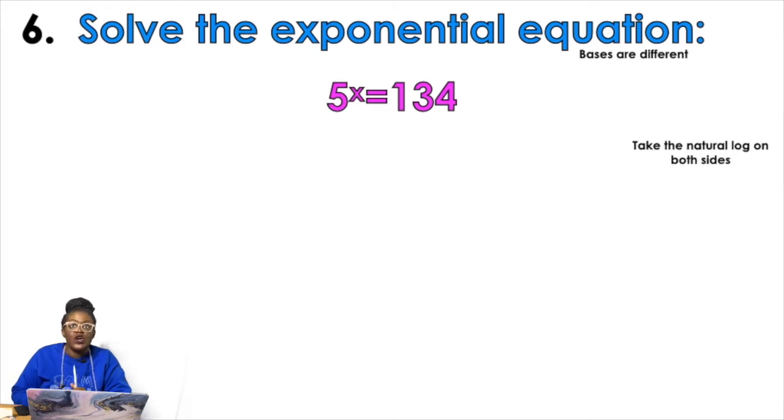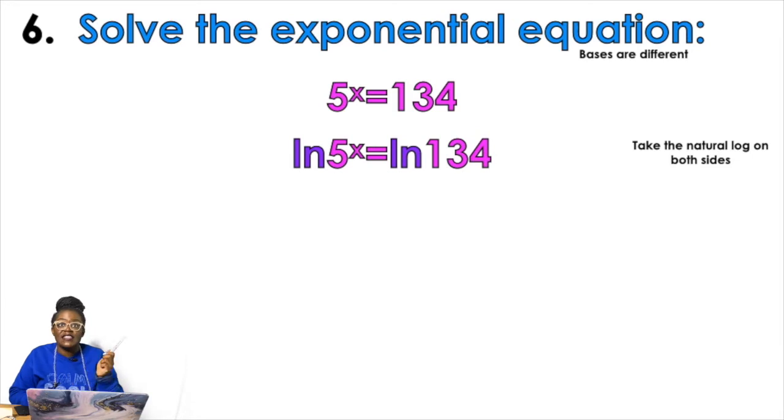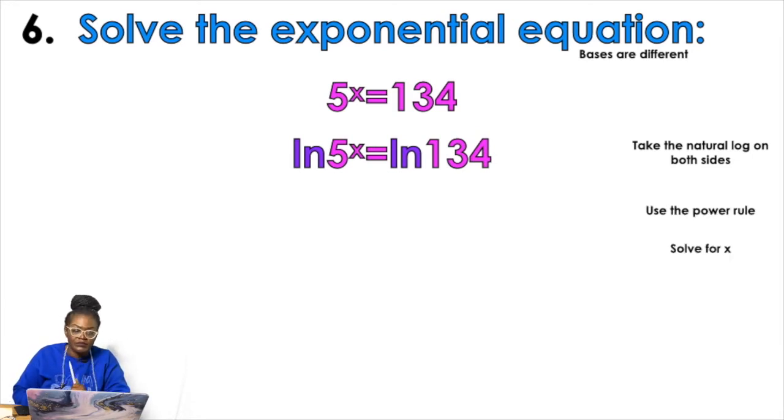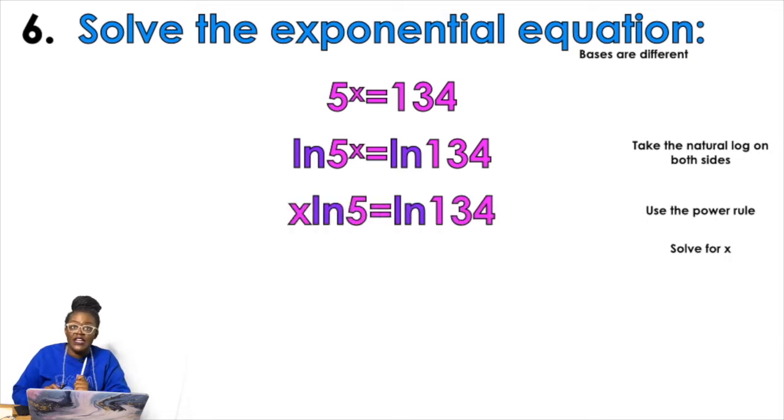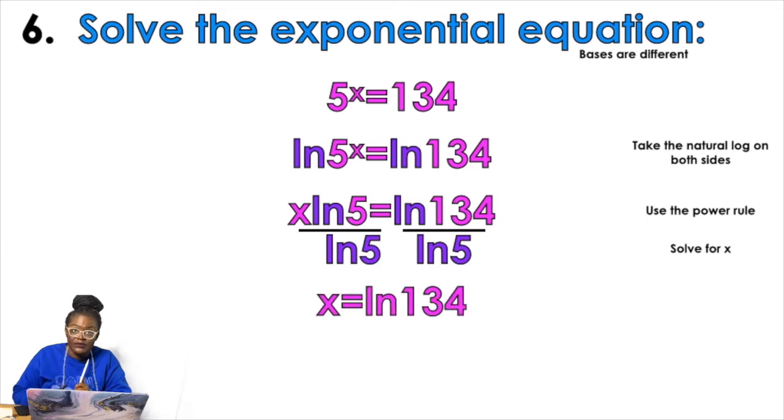All right, so what we're gonna go ahead and do is we're gonna take the natural log of both sides. So ln 5^x equals ln 134, right? And we're gonna use our power rule, and we're going to move the exponent of x to the front. x ln 5 equals ln 134. So I have to solve for x. I do that by getting rid of ln 5. So I'm gonna get x equals ln 134 over ln 5.